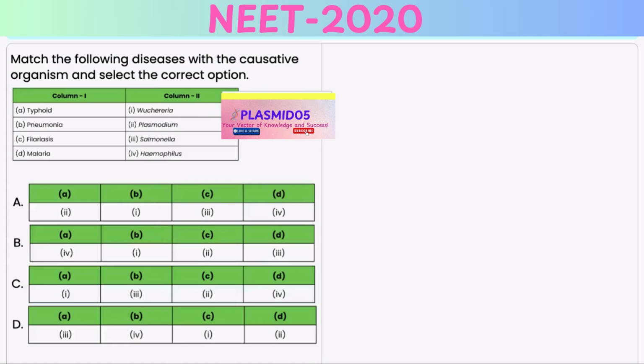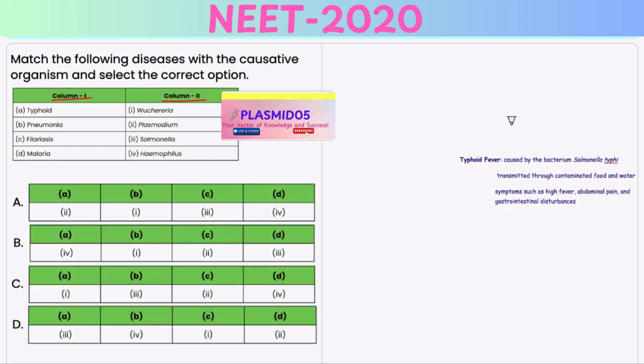In this question, you have to match the components given under column 1 with that of column 2. Now, typhoid fever is an infectious disease that is caused by the bacterium Salmonella typhi, and it is transmitted through contaminated food and water and is characterized by symptoms such as high fever, abdominal pain, and gastrointestinal disturbances. Thus, A matches with 3.